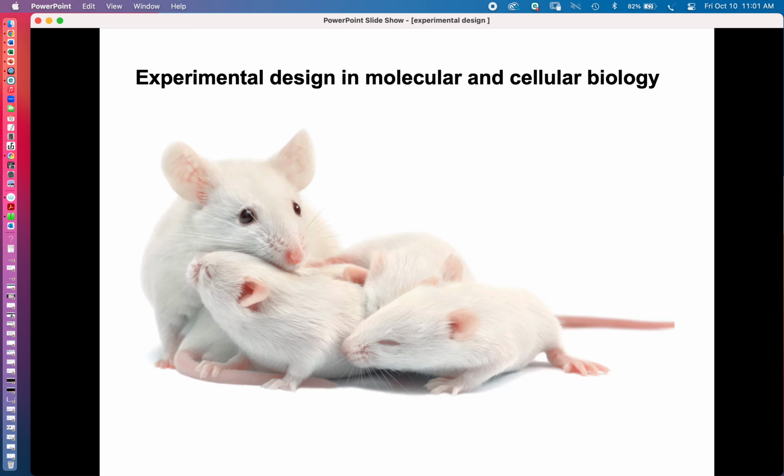The first example is focused on mice, and I like to give this example because it's one you can see and you can understand. So the experiment is, how long do an adult male and female mouse need to be together before the female gets pregnant?